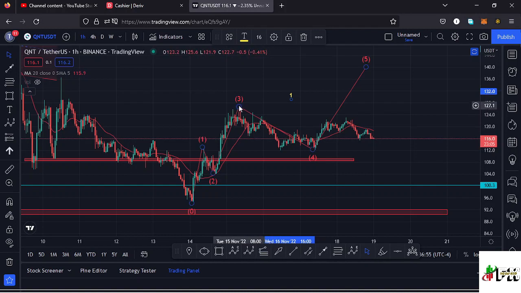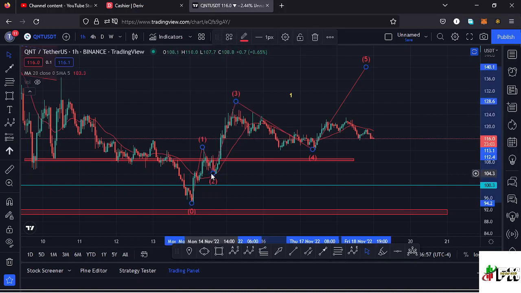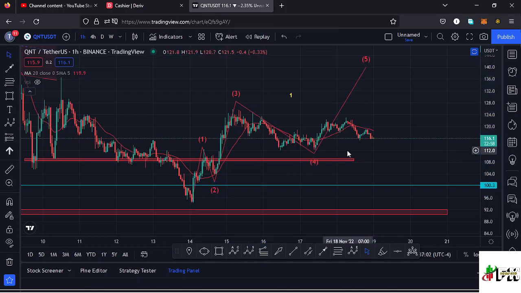Getting a little bit into the details of the formation of this Elliott wave structure that I have over here, so that we can also have the key scenarios that I expect to play out.